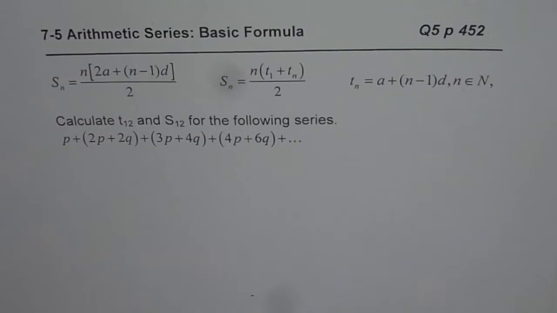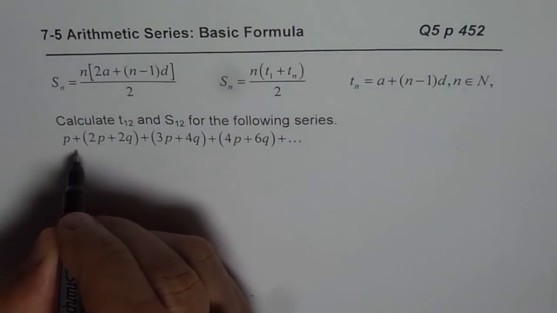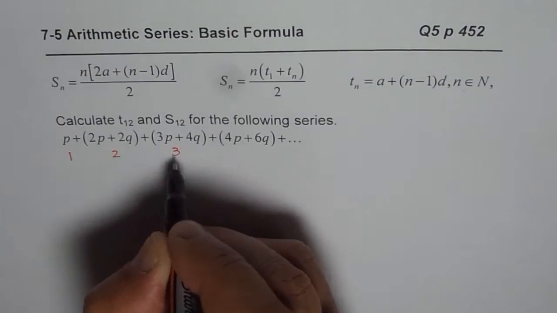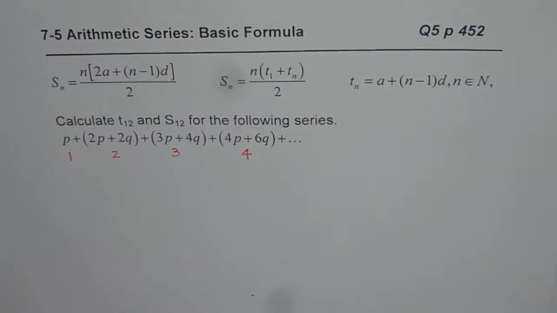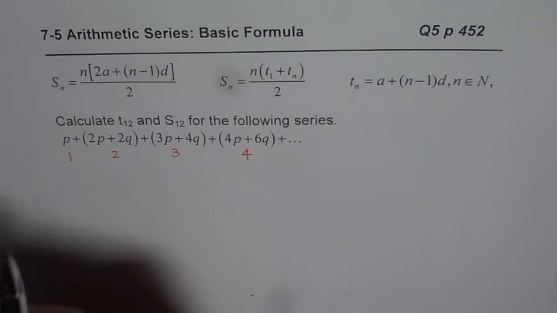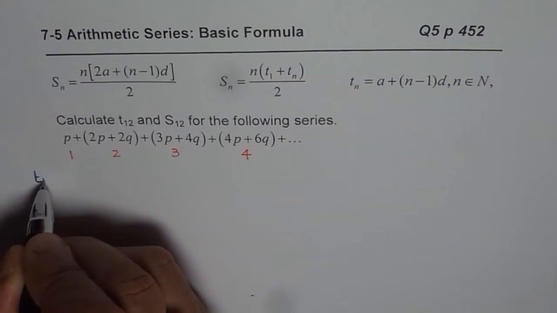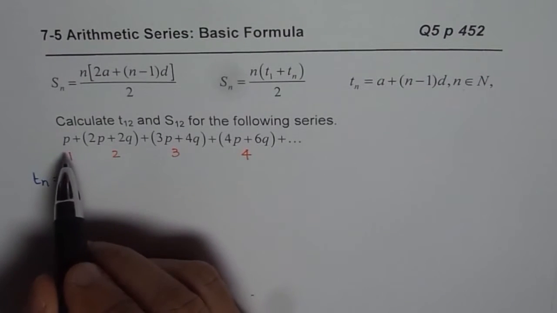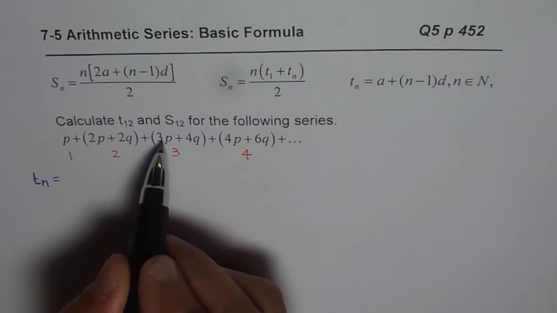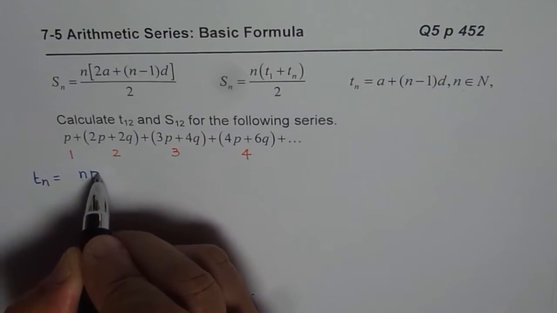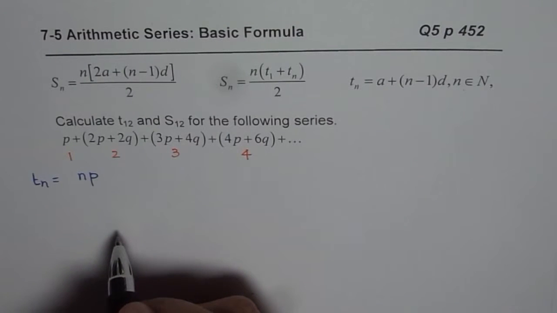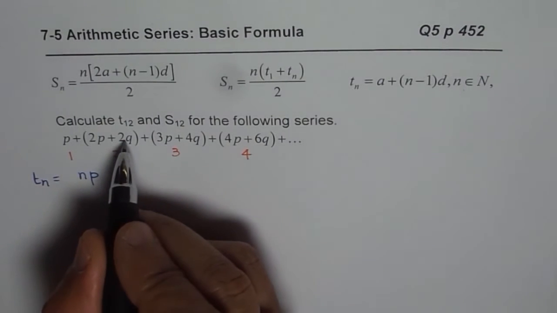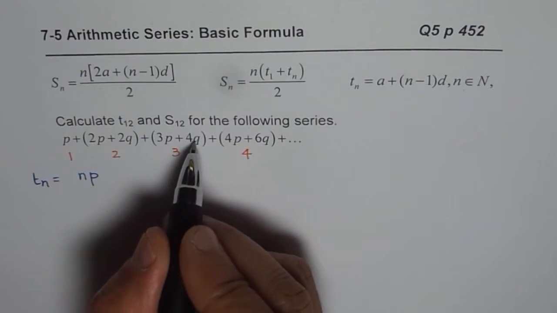Now, whenever you want to write a general term, it's good to write each with their position. This is position 1, position 2, 3 and 4. Once you know the position, it is easier to write the general formula, right? So let us write the general term Tn. As you can see, in the first term we have 1p, second term 2p, 3p. That means generally we have n times p, where n is a natural number, right? Now, in the first term there is no q, but in the second term there is 2q, third term there is 4q. You get the point.